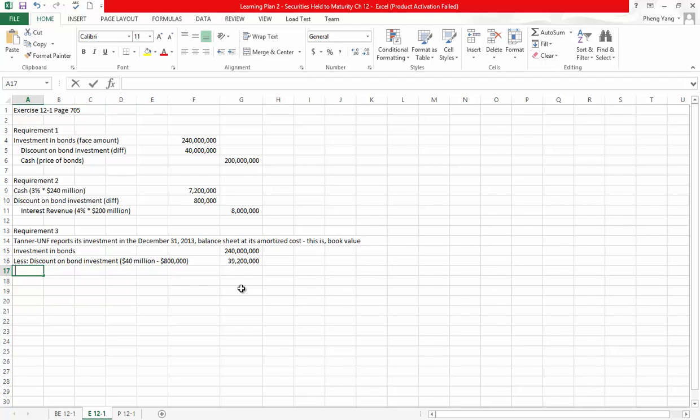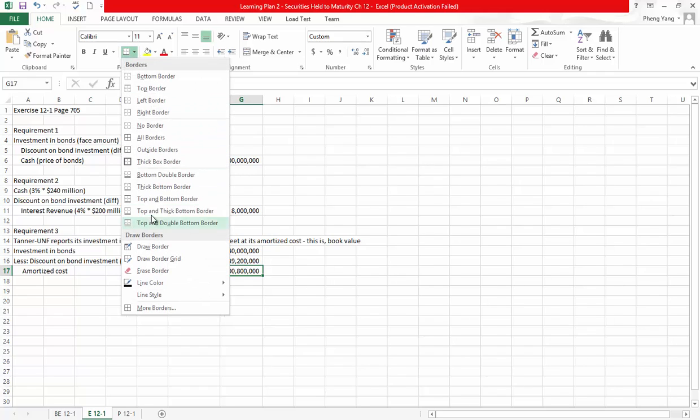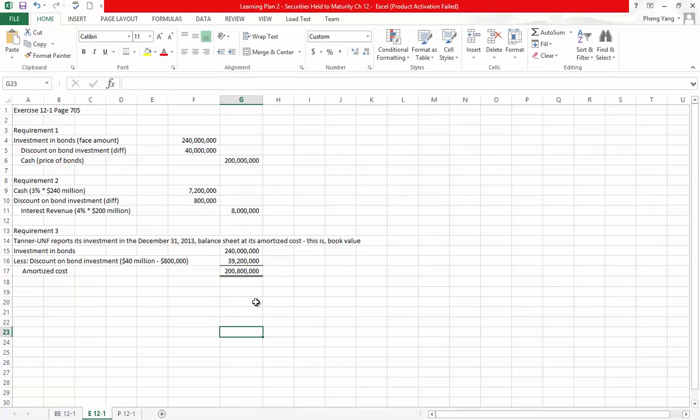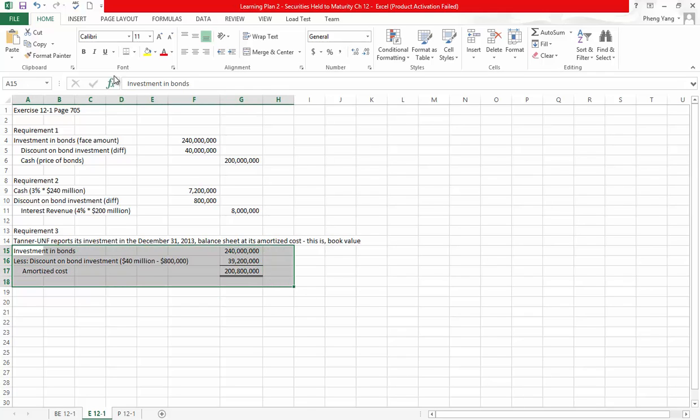And our amortized cost then is going to be the 240 million minus 39.2 million equals $200,800,000. So this is something that's going to appear on the balance sheet of Tanner UNF. So that's how it's going to look like.